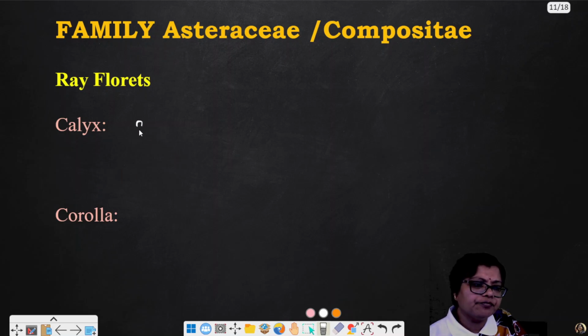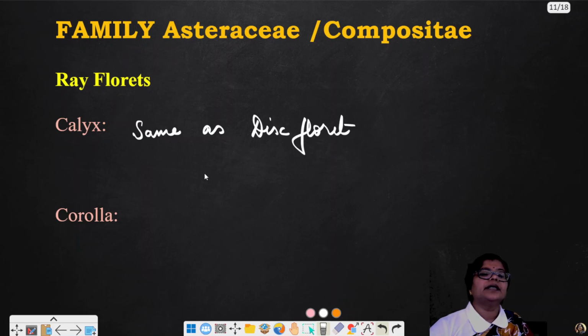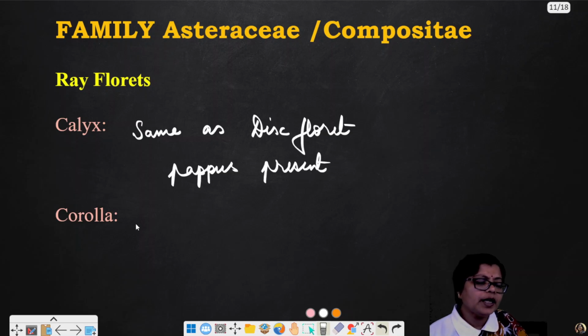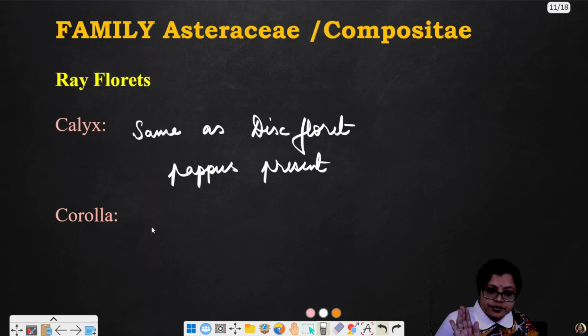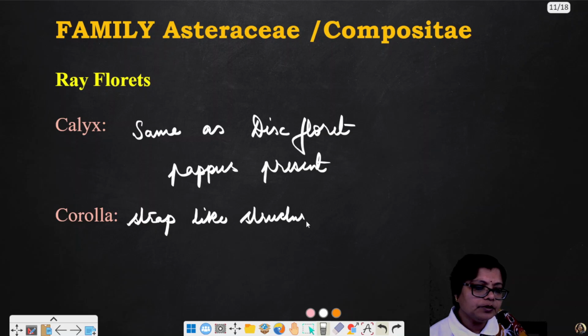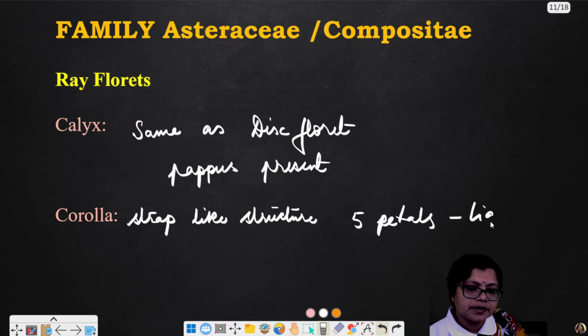Now the ray florets. Ray florets same as disc floret. Means here that is pappus present, right? Pappus present. United, same. Corolla here unique. 5 petals that are united, and at one side it forms a strap like or the tongue like structure, which is called ligule. So the strap like structure is formed due to the union of 5 petals, which is termed as ligule.